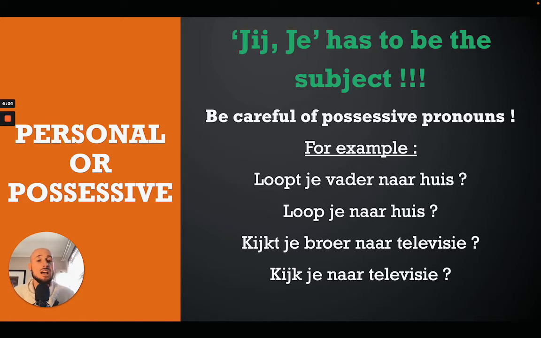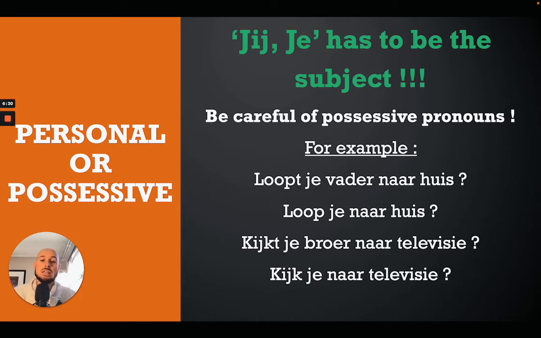Je can also be jou. Loopt jouw vader naar huis? So that is why we write that T, because je is a possessive pronoun. We go to the second sentence and we have loop je naar huis? Do you walk home? In this case we take away the T because je means you. Do you walk home? Right? So in this case it's your subject and it's a personal pronoun.